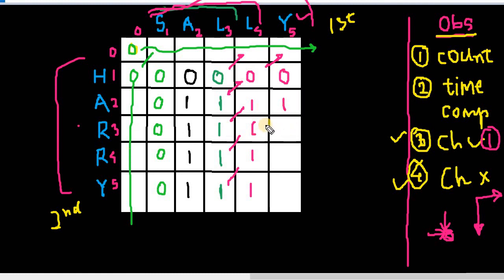Y and R not similar, so the maximum value will be copied, 1. Y and R no similarity, the maximum value will be copied, and Y and Y is similar. So in this case we know that we'll increment the previous diagonal value by 1, so this will become a 2.